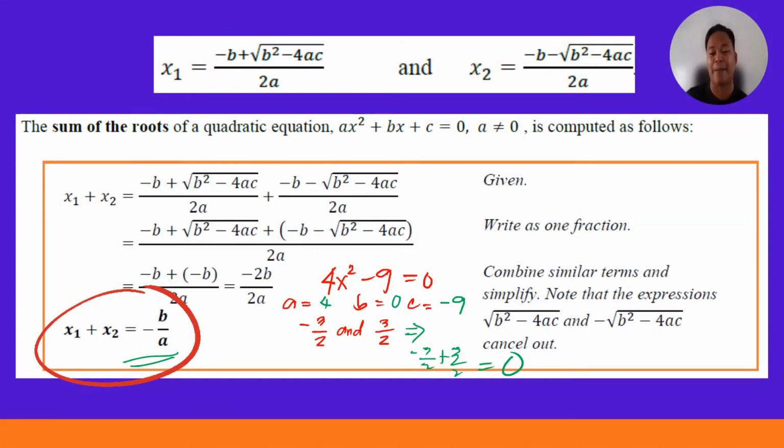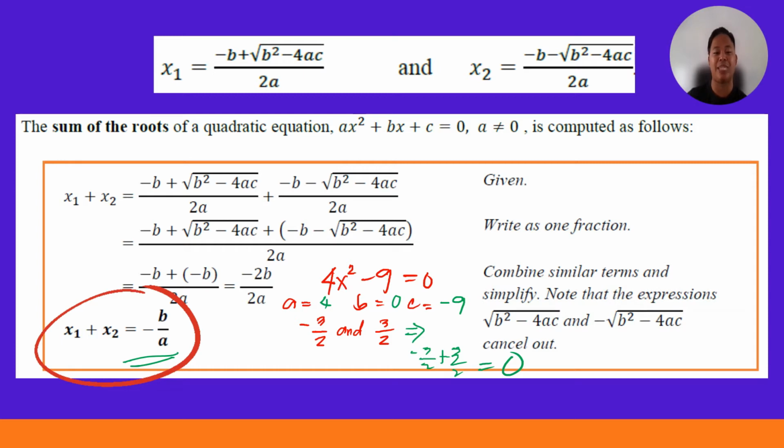So 0 po yung ating sum. Tingnan po natin yung value ng b sa ating given equation. The value of b is 0. And we are to divide the value of b by the coefficient of a and multiply by the negative to find the sum of the roots. Kita naman natin dito that if we're going to prove that the sum of the roots is equal to negative b over a, this is how the quadratic formula is used.